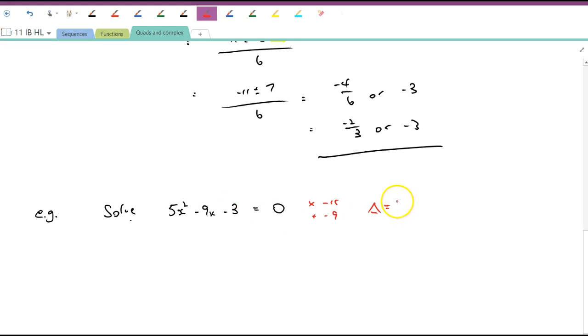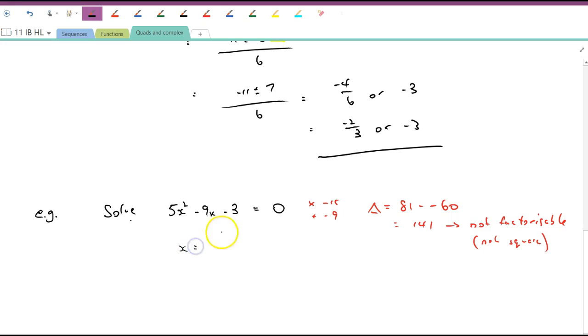The discriminant is b squared, 81, minus 4 times 5 times minus 3, so it's going to be 81 minus 20 times minus 3, which is plus 60, so it's 141. So that is not factorizable because it's not square. So 141 is no good. But once we know it's not factorizable, we can go in and use the quadratic formula. So now I just need to go minus b, which is 9, plus or minus the square root. Now I know what b squared minus 4ac is, 141.